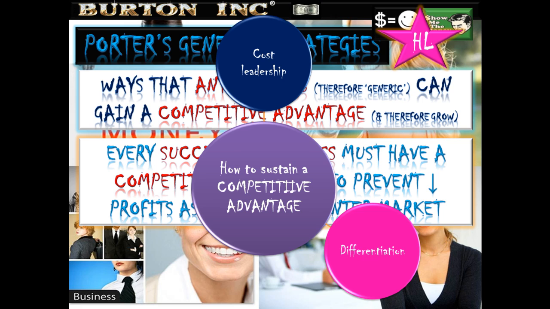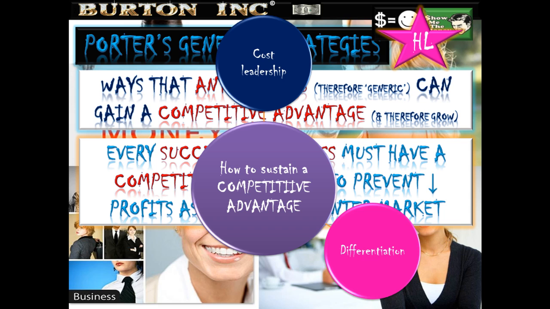Now, the differentiation strategy often results from the following internal strengths. I'll give you three. The first being excellent research and development facilities and a track record in developing unique products. Secondly, corporate reputation for innovation and quality. And thirdly, strong sales team able to promote the perceived strength of the brand and the products.